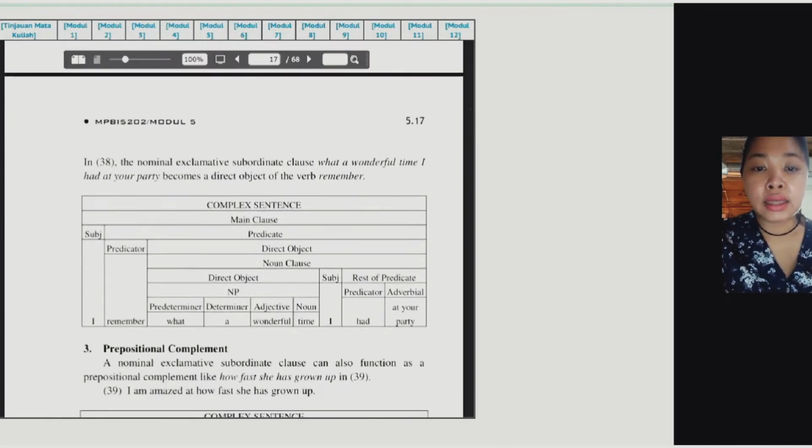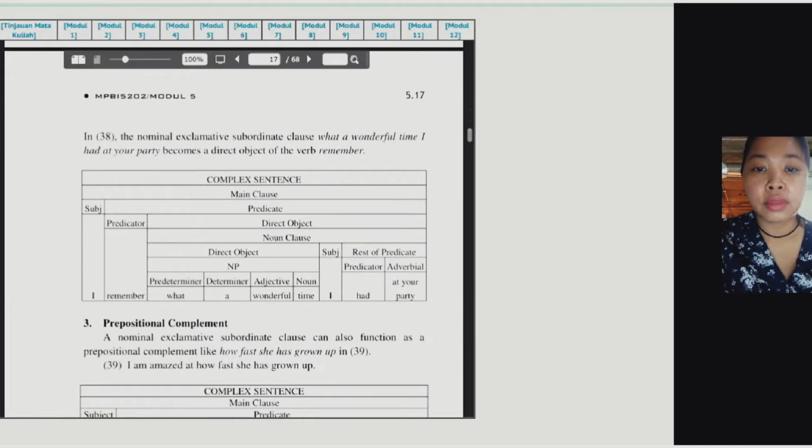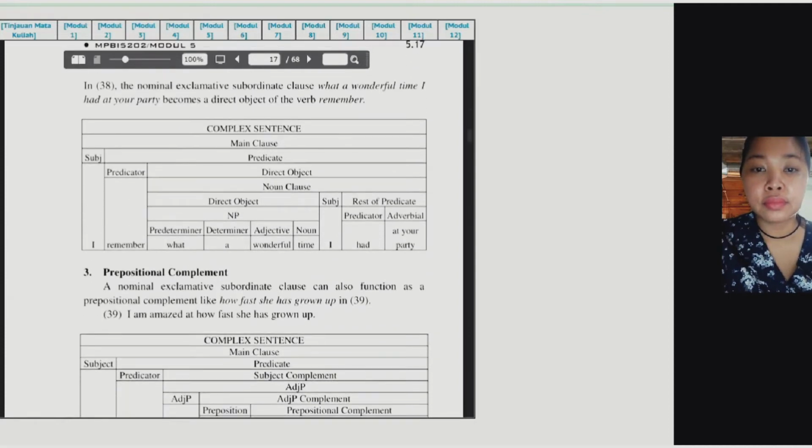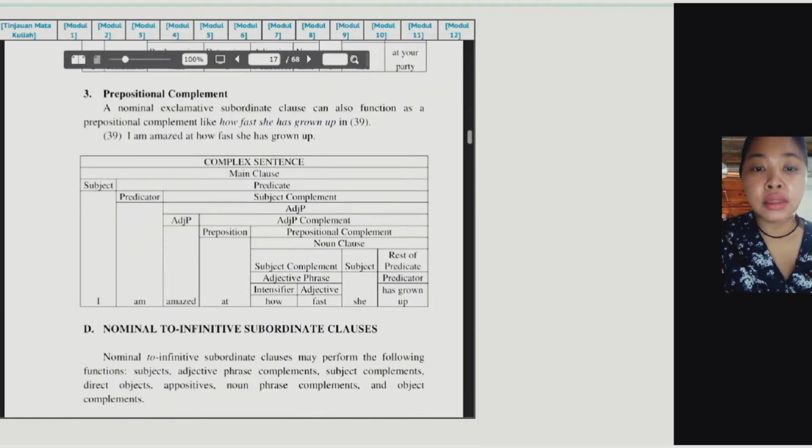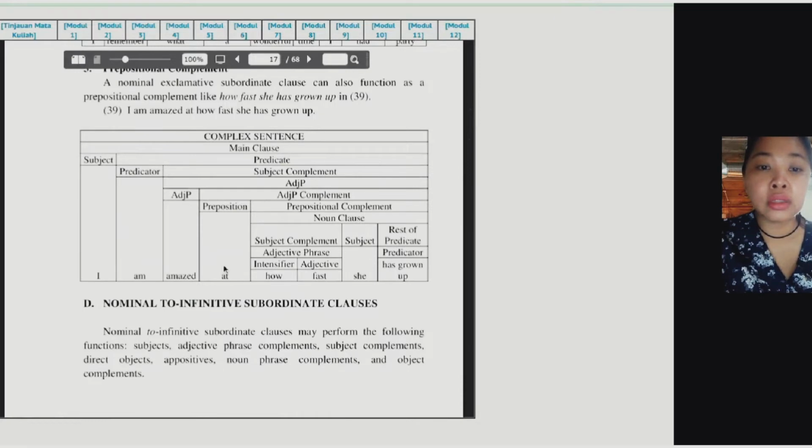And next is the other example, like I remember what a wonderful time I had at your party. So this is the direct object: what a wonderful time. I remember what a wonderful time. And for the prepositional complement, describing the preposition, like I am amazed at how fast she has grown up. This is the subject complement, how fast she has grown up.